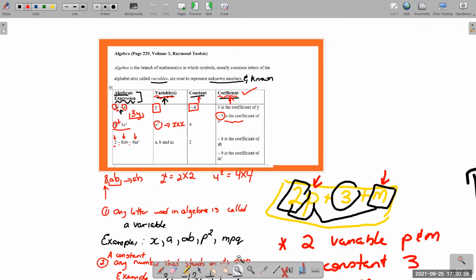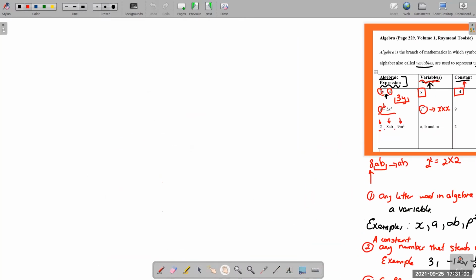All right, so I'm just going to go through the basics of algebra. As we know, algebra is the part in maths that uses both letters and numbers, right? So there are some things we need to remember. Any letter is called a variable. Any number that stands on its own is called a constant. And in most cases, we have numbers that come right before variables.